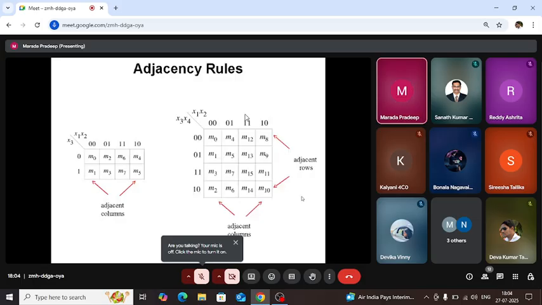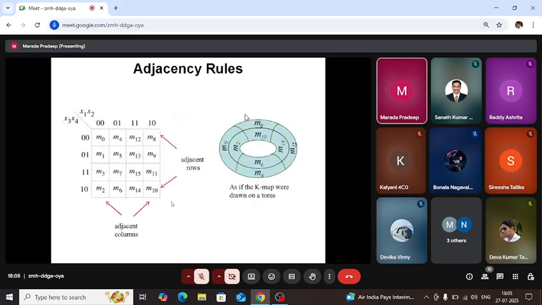See, M0 and the first column and last column, these two are adjacent, and the second and third column also are adjacent. So we can group it. It's similar to the three variable K map. Efficiency rules.